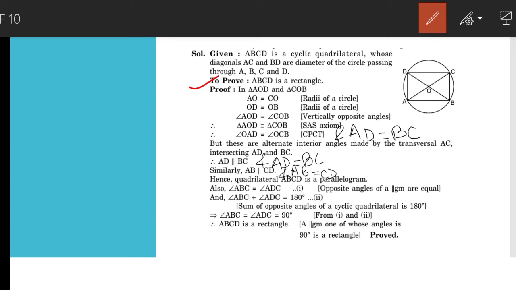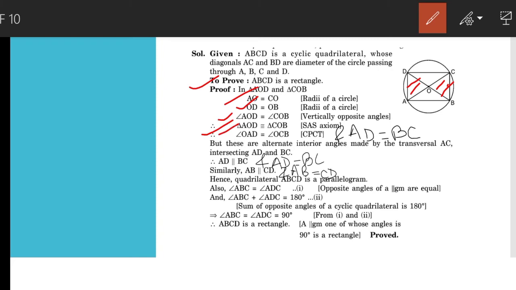Now here we have to consider two triangles. First is AOD, so this one, and BOC, these two triangles. Here you can see that AO and OC, OD and OB are radii of the circle. So we can say that AO is equal to OC and OD is equal to OB, and angle O is vertically opposite. So angle AOD is equal to angle COB, vertically opposite. So by the angle side angle axiom we can say that the triangles are congruent.